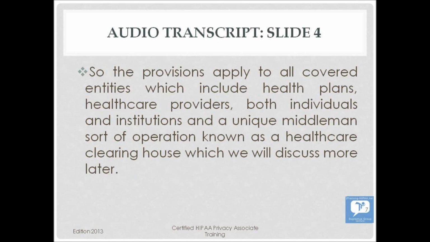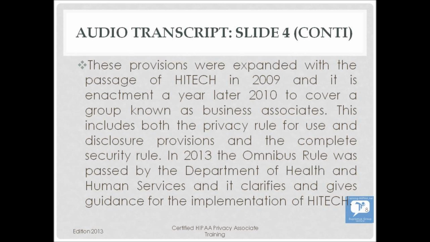Slide 4. So the provisions apply to all covered entities, which include health plans, healthcare providers, both individuals and institutions, and a unique middleman sort of operation known as a healthcare clearinghouse, which we'll discuss more later. These provisions were expanded with the passage of HITECH in 2009 and its enactment a year later in 2010 to cover a group known as business associates. This includes both the Privacy Rule for use and disclosure provisions and the complete Security Rule.